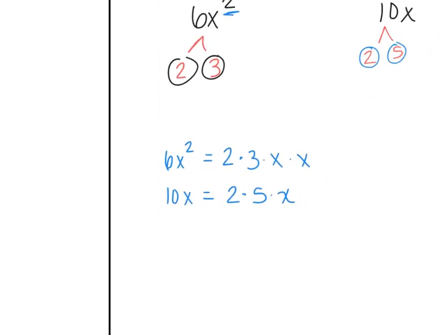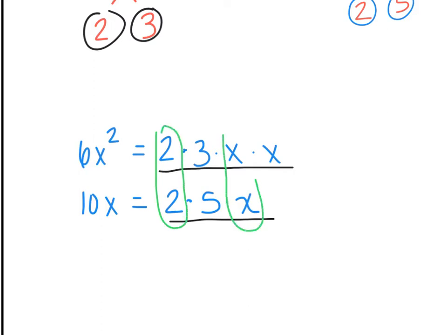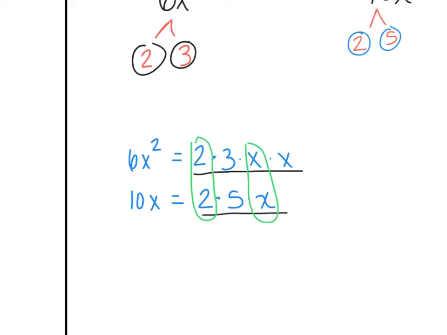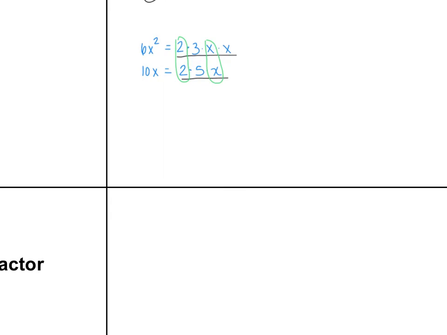So now that we have our terms and their factorizations stacked on top of each other, I now want to ask you, what do you notice is in common to both factorizations? So what's in common between this expression and this expression? Take a second. I notice that they both have a 2. I also notice that they both have an x. So I can say that my GCF is 2 times x, or 2x.